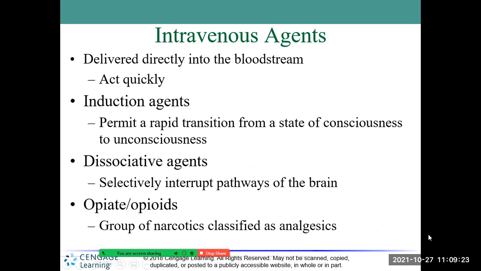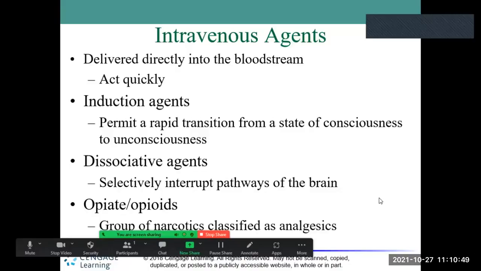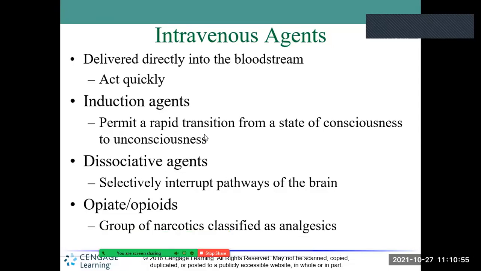Okay. So the IV agents, these are directly injected into the bloodstream, so they act really quickly. IVs are always present in an OR situation, and typically you'll have two or more of those. I'll pause just a moment. Okay. And then we talked about the induction agents and how they take patients through that rapid transition. All right, we covered all of that.